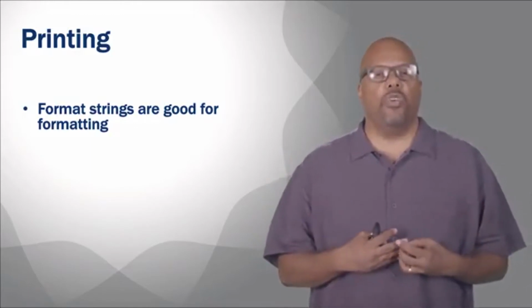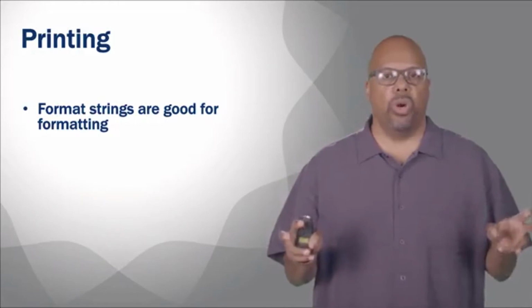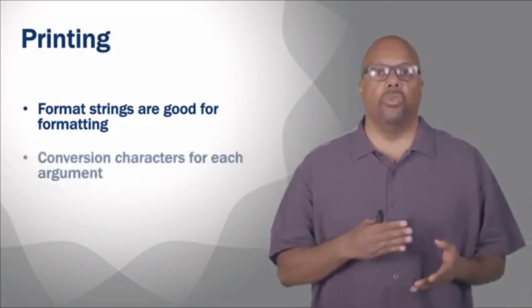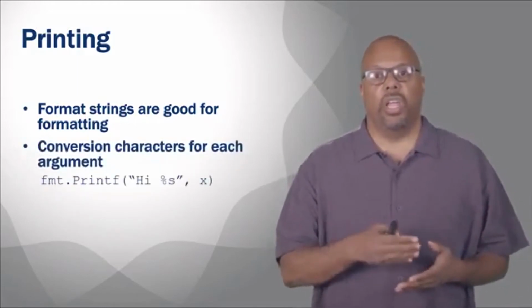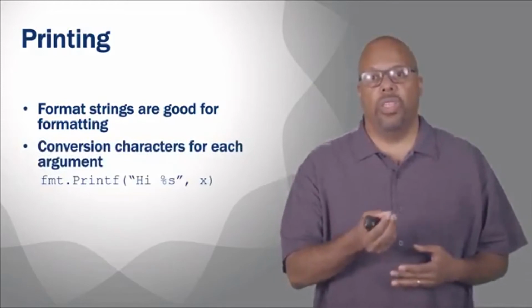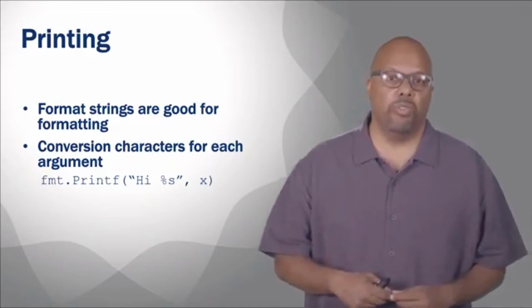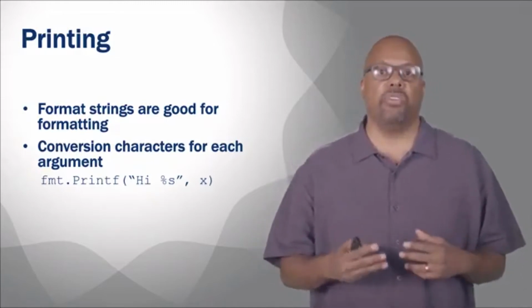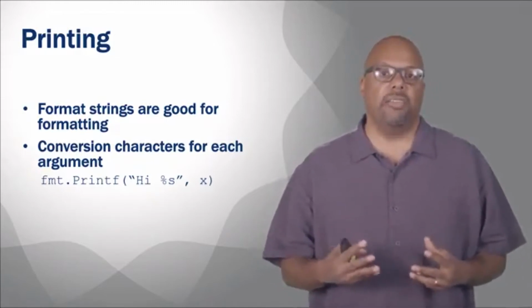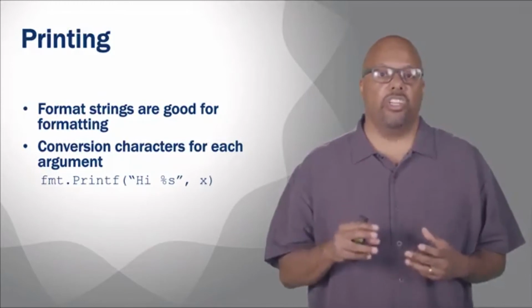And basically all format strings are strings in double quotes, but inside the string they use what are called conversion characters. So in Go, they use a percent and then some other characters. For instance, if you look at the example, fmt.Printf says hi and then %s. %s is a conversion character for a string.